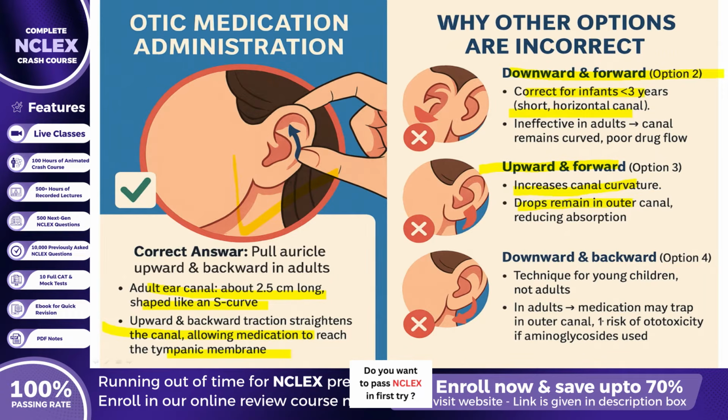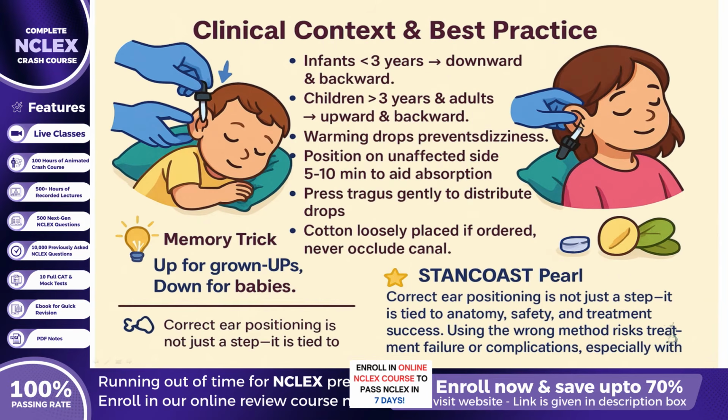Option 4, pulling the auricle downward and backward, is another technique for young children but not adults. And if used in adults, it could trap medication in the outer ear and even increase the risk of ototoxicity if aminoglycosides are prescribed. To place this in clinical context, remember that infants under 3 years need downward and backward pulling because of their shorter, more horizontal canal, while children over 3 years and adults always require upward and backward pulling.